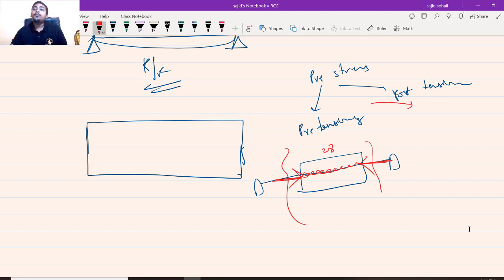Or you can give post-tensioning. In post-tensioning, you will have your concrete, and in this concrete you will have a duct. Okay? So there will be a duct. Through this duct, I will pass my steel wires.